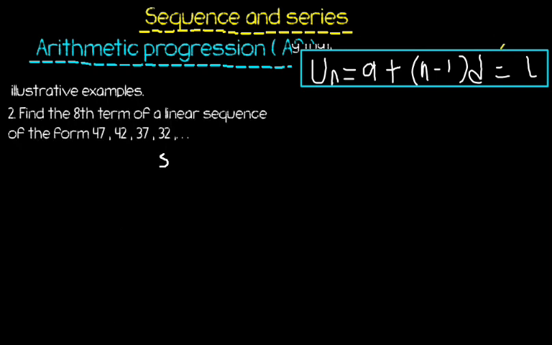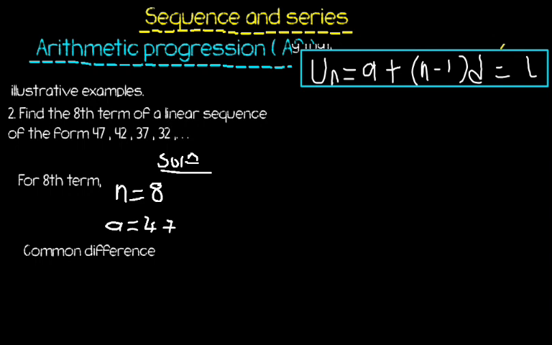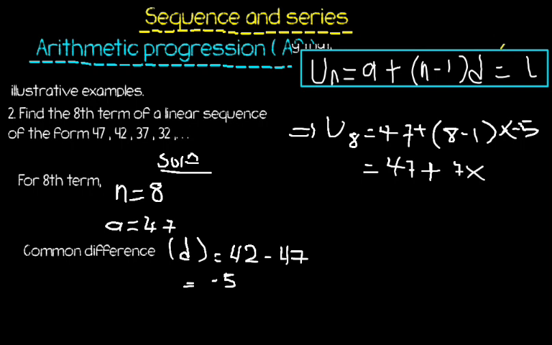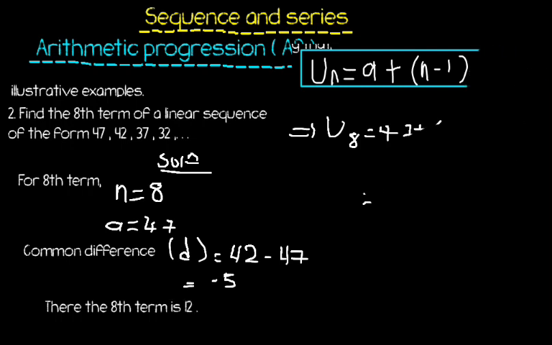So let's take the second illustrative example. This says the 8th term of a linear sequence of the form 47, 42, and 37 to infinity. Solution: the 8th term implies that the number of terms n is equal to 8, and the first term from the question is 47. So the common difference is equal to 42 minus 47, which gives an answer of negative 5. From the formula, we can say that U8 is equal to 47 plus 8 minus 1 times minus 5. You can say that 47 plus 7 times minus 5, which gives an answer of 12. So the 8th term is 12.